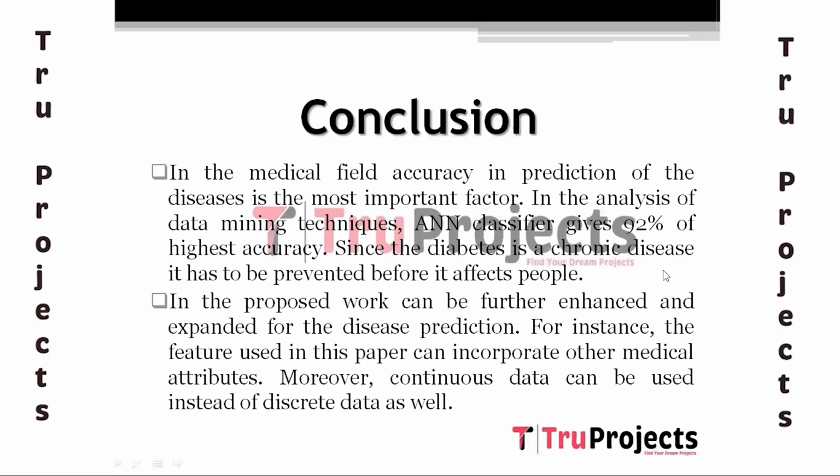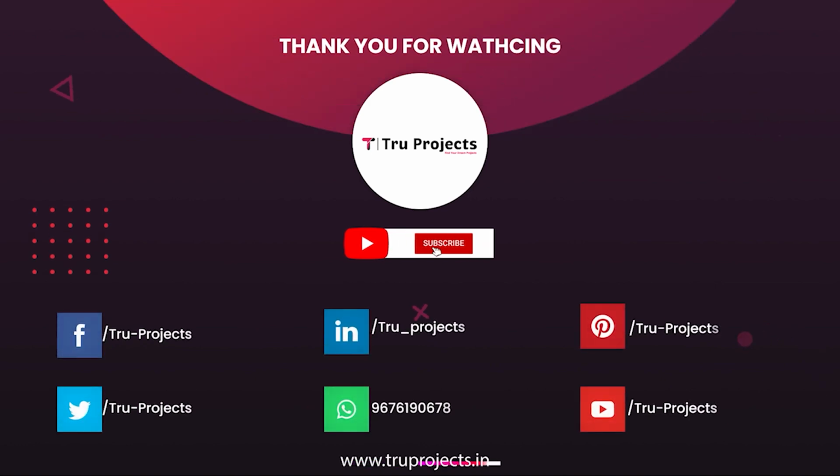So in this project we have found that using the ANN algorithm classifier we have got the highest accuracy and the best performance using the diabetes disease dataset. So in this project, by using the diabetes disease dataset, we can use the ANN algorithm classifier to predict the best output for us.